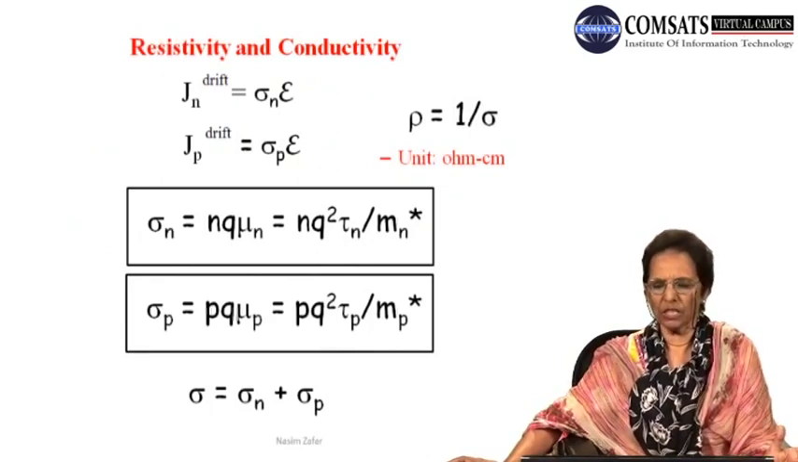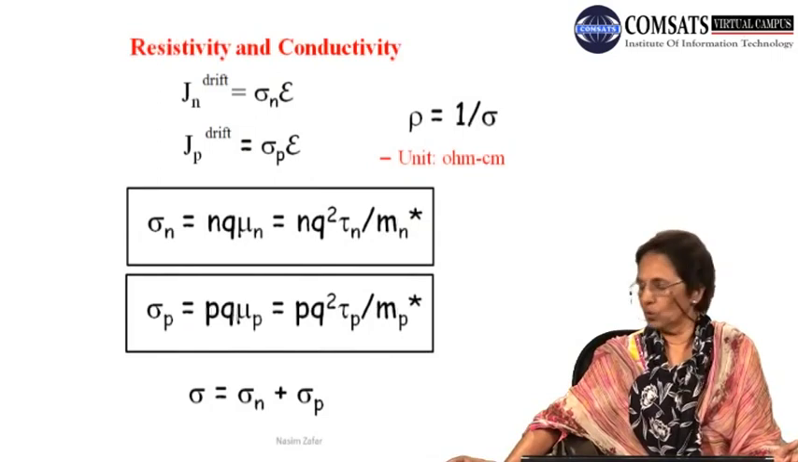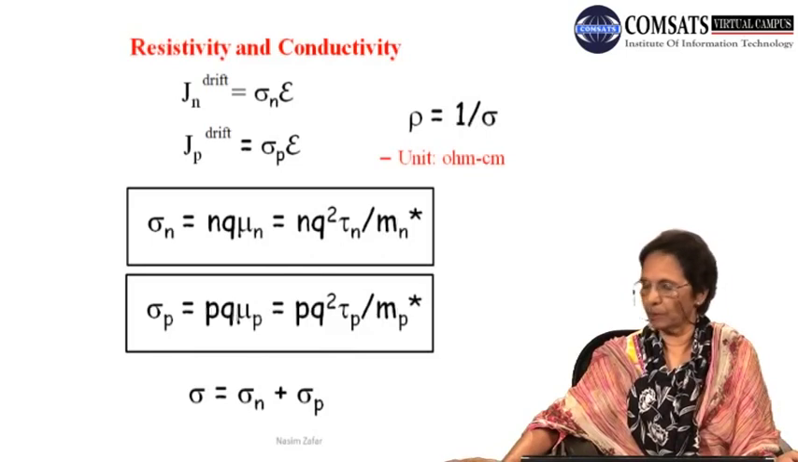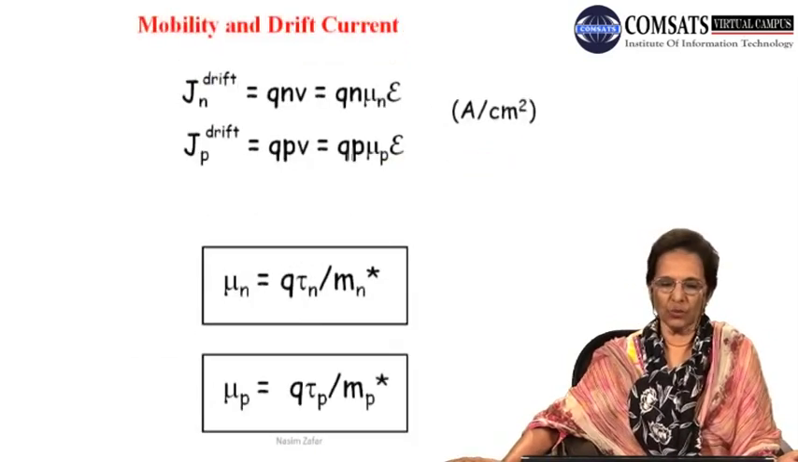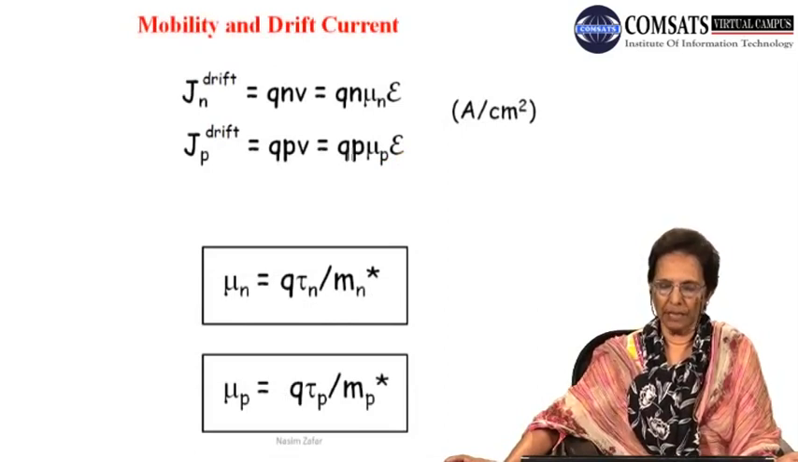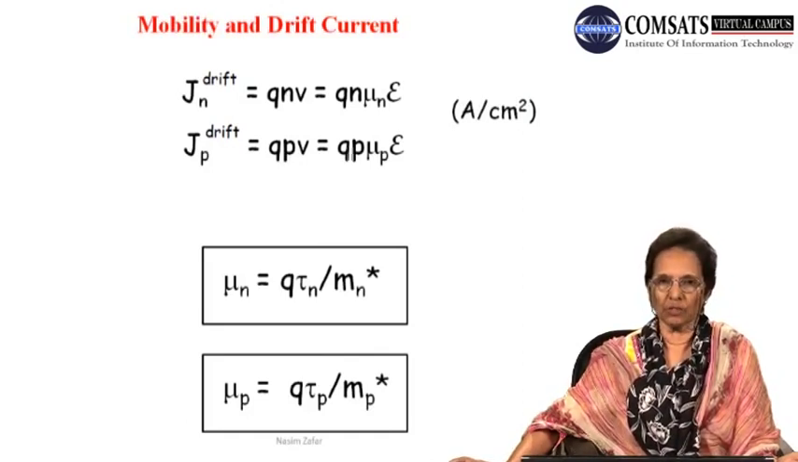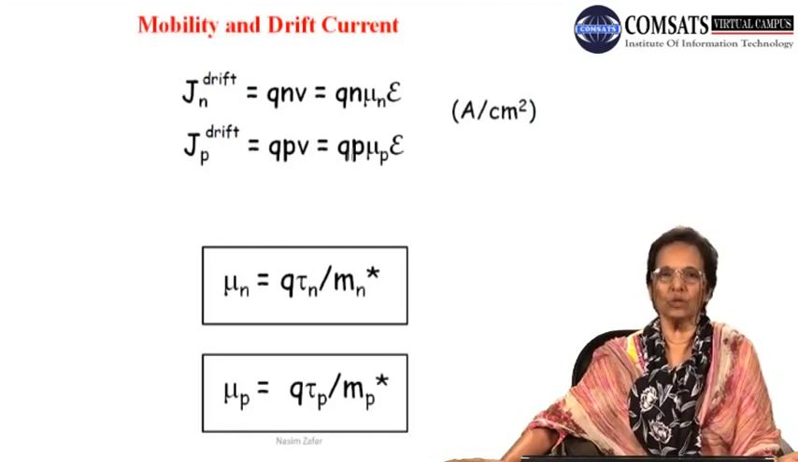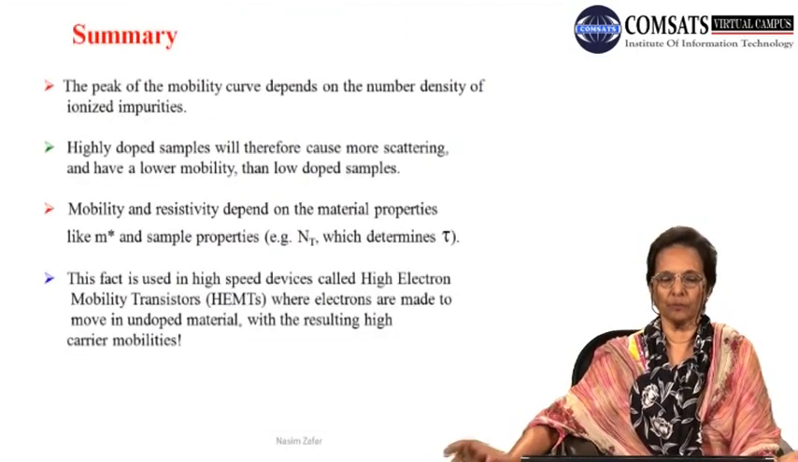Another relationship is for the resistivity of the same material, whose conductivity we had calculated, because conductivity sigma and resistivity rho are reciprocal to each other. So this slide simply shows you the interplay of the relation, one with the other and the other with the first one. Now, mobility and drift currents can be combined and expressed in terms of this simple relationship, both for electrons as well as holes, in terms of another important parameter, namely tau, the mean collision time for the electrons or for the holes.